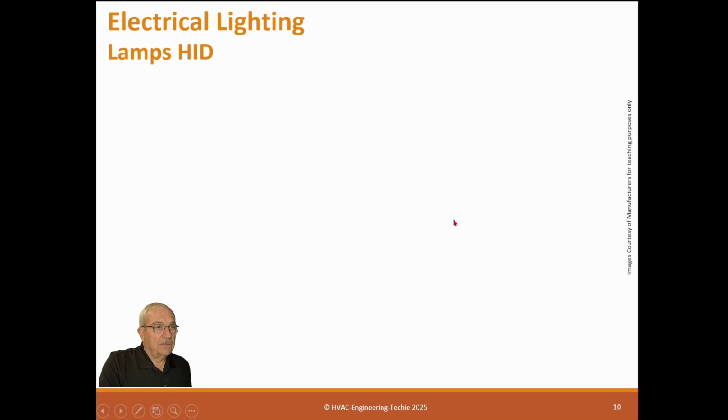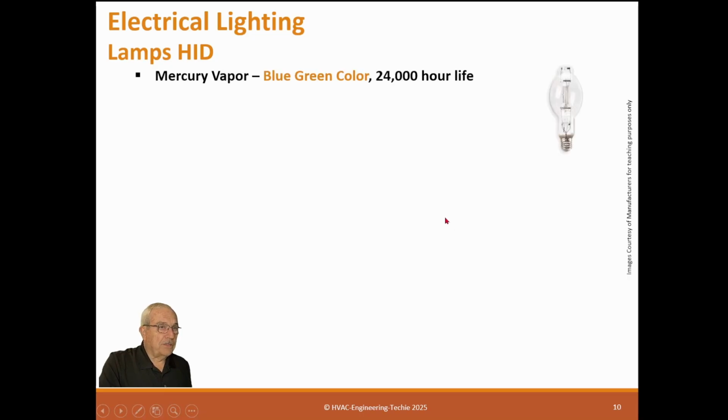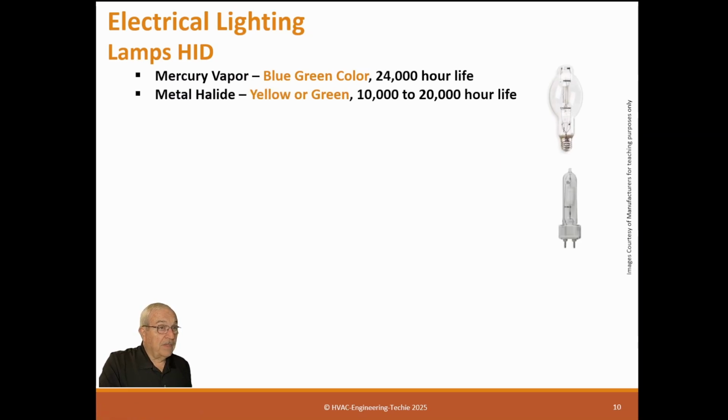So HID lamps, mercury vapor is a blue or green color, 24,000 hour life. These are big bulbs normally used in high bay fixtures or parking lot fixtures, that sort of thing. Metal halide is yellow or green. It's 10 to 20,000 hours, slightly different bulbs. High pressure sodium yellow, 24,000.